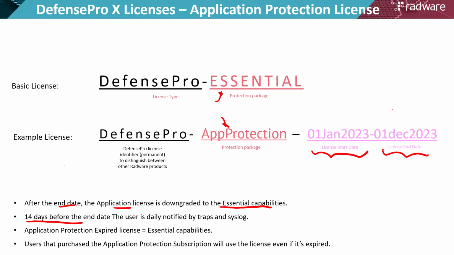Fourteen days before the end date, let's suppose the date is approaching, 1st December is approaching, you will start getting notifications on the syslog and on the CLI that the license is about to expire, kindly upgrade it. You will be getting continuous notifications on the CLI that the license is about to expire, kindly upgrade it at the earliest. So all these things can be visible.